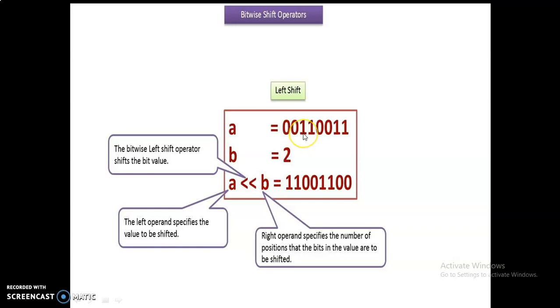After that, the third bit onwards: this one replaces the 8th bit, this one replaces this place, this 0 replaces this place, this one replaces this place, this one replaces this place. The last 2 bits are empty, so they are replaced with 0. This is called the left shift operation in C.